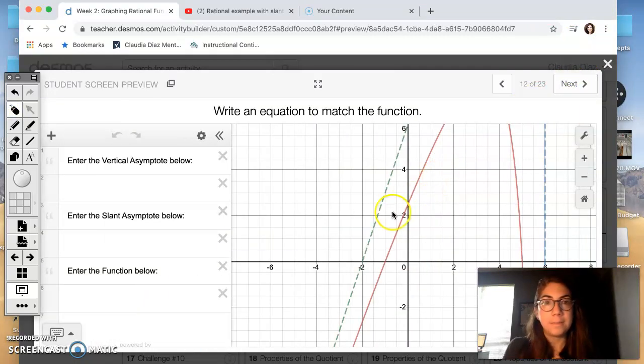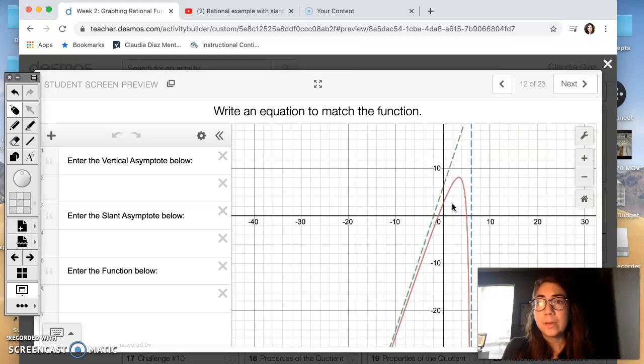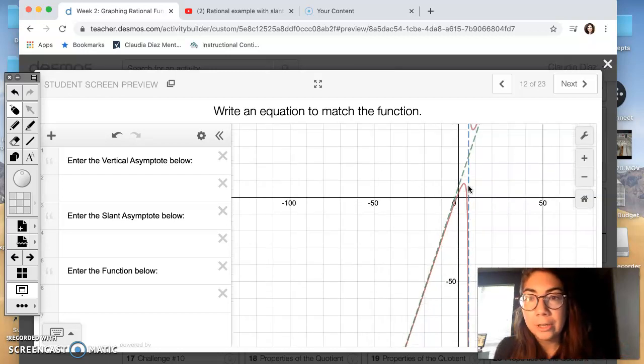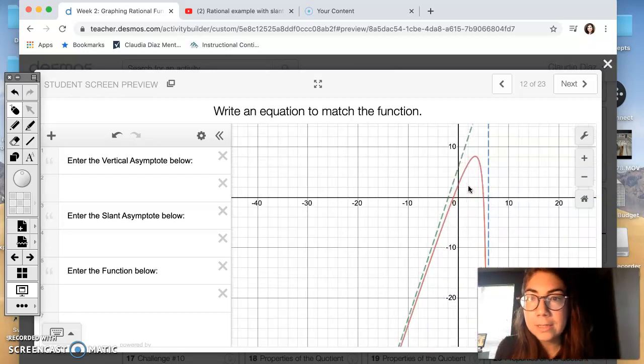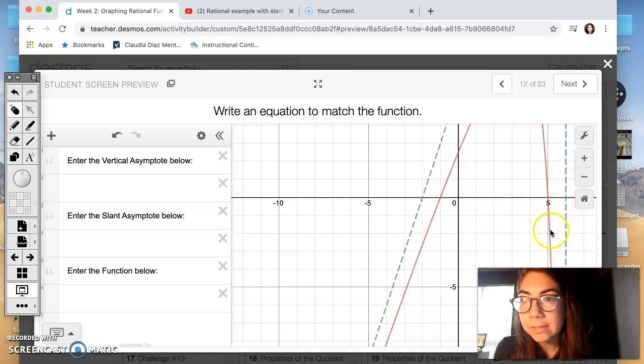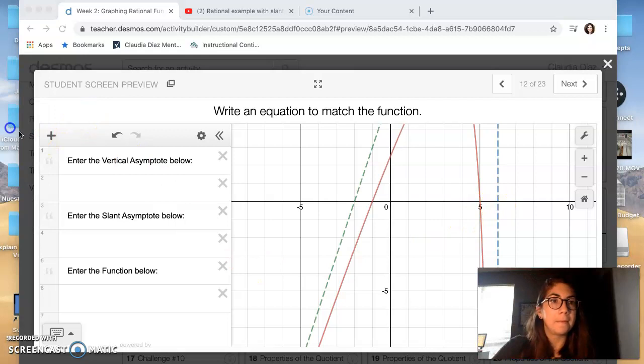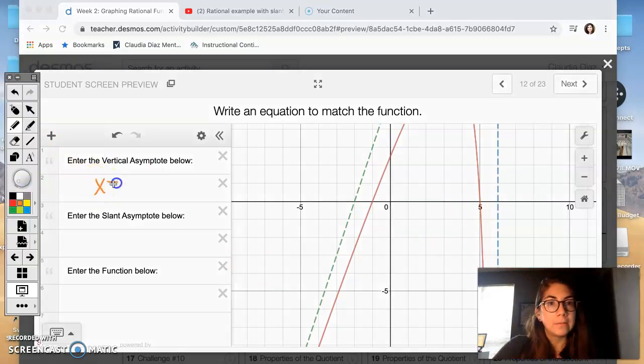Next, there it is. So if you take a look at this one, it's very similar. It's another rational function with a slant asymptote. It wants you to figure out what the vertical asymptote is. So the vertical asymptote looks like x equals 6. So let's write that in, x equals 6.